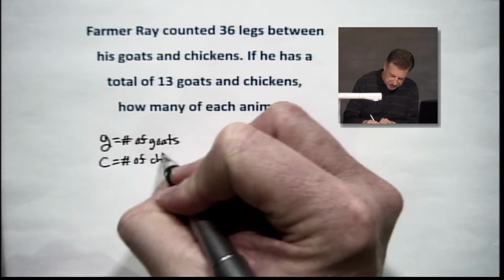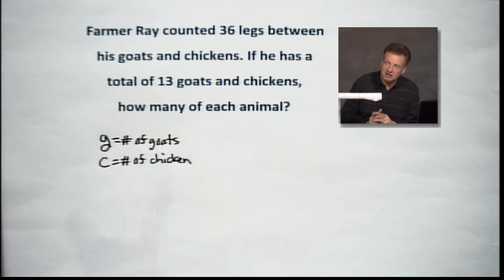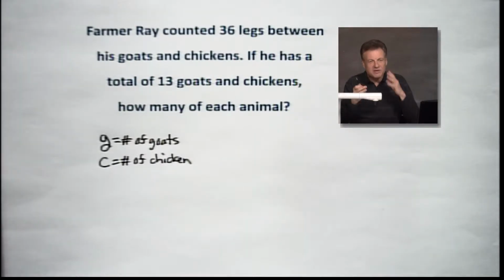Now, you could play with these numbers. You could play with them and say, well, let's see. I've got 13 of them all. Maybe it's like, well, how about 7 and 6, or it could be 4 and 9, or something like that. You could play with it until you get there.